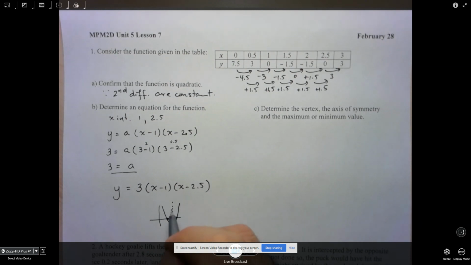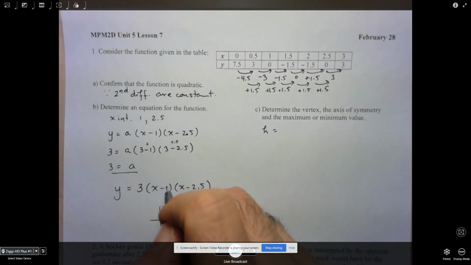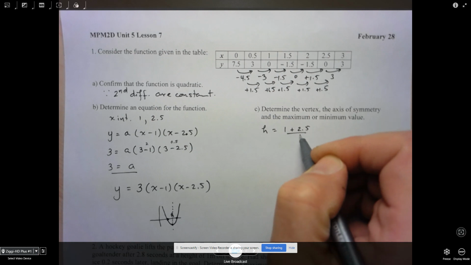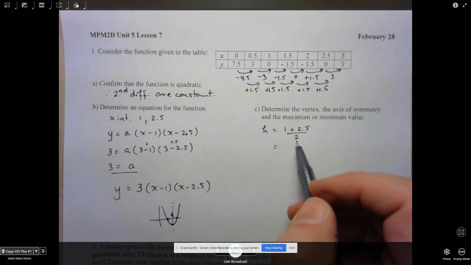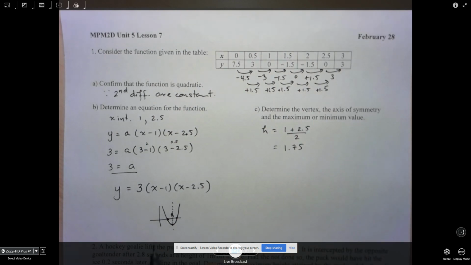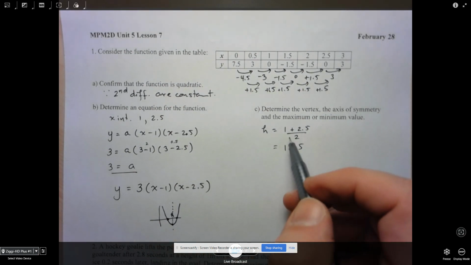So our h value for the vertex, which is also what's going to give us our axis of symmetry, is just given by the average of our two x-intercepts. So 1 plus 2.5 divided by 2. So this is 3.5 divided by 2, which is going to be 1.75. All right. So this is going to give us our axis of symmetry, which we'll write out later.